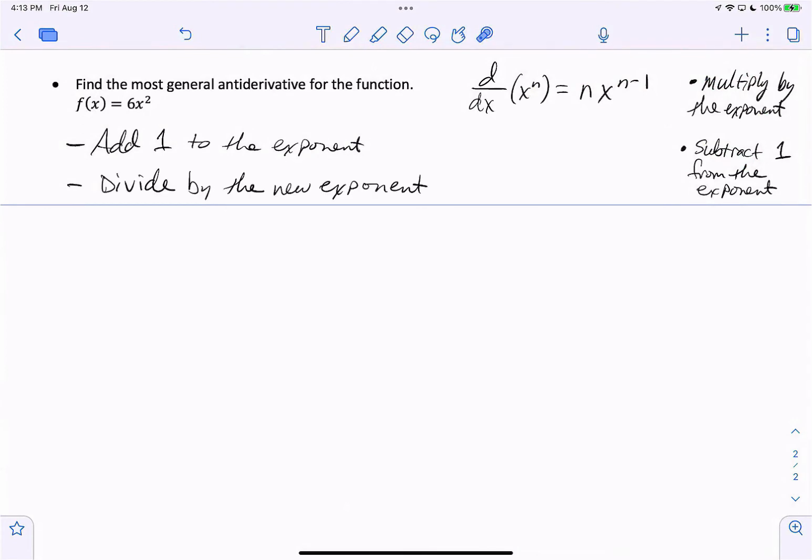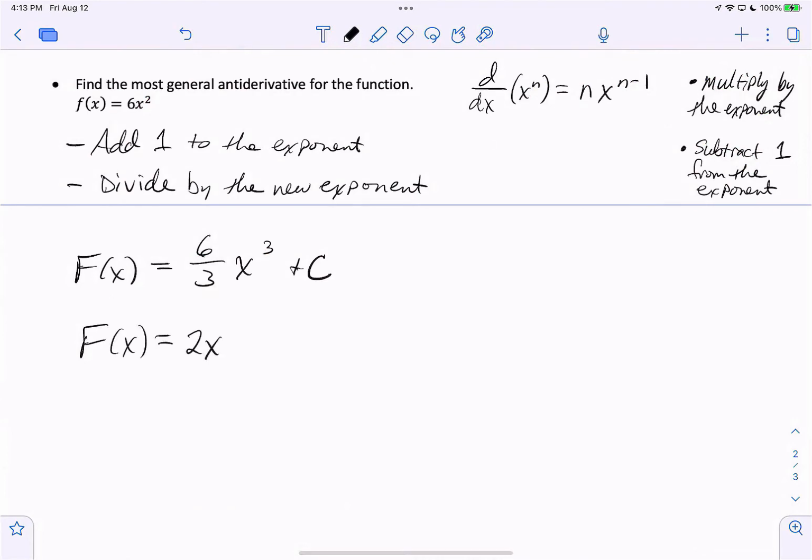In the case of this lowercase f of x equals 6x squared, I'll say uppercase F of x, that'll denote the antiderivative, is equal to, add 1 to the exponent. I start there, so I'm going to write x cubed. There was already a 6, and then divide by the new exponent, so over 3. Don't forget our constant because we're finding a general antiderivative. The answer is going to be F of x is equal to 2x cubed plus C. Yeah, this isn't quite so bad.